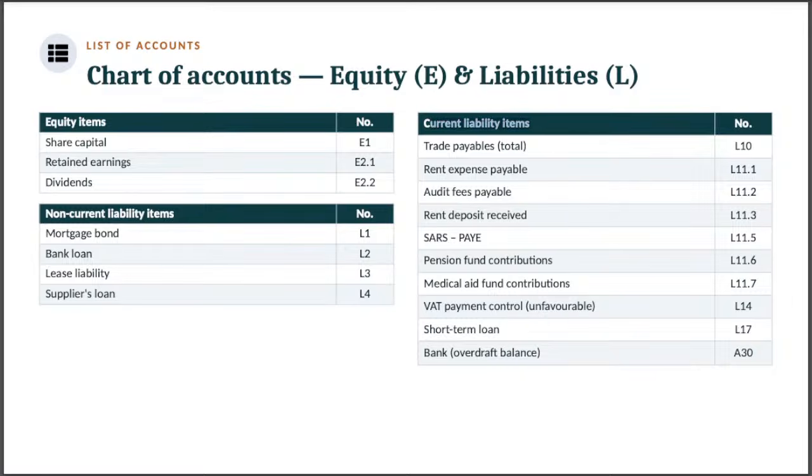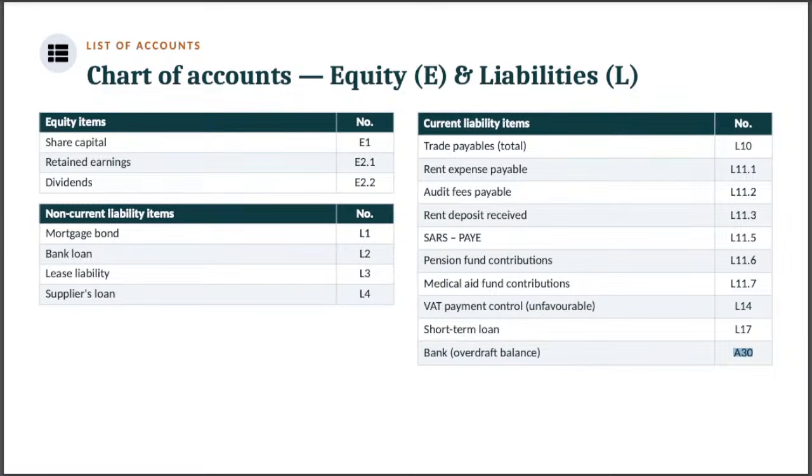Then we have also the trade liabilities. On this side here, we have the trade payables. We have rent expense payable. All these are payables. Audit fees payable, rent deposit received. So when you receive this is where that can balance out. Where you had an asset, now the liability and the asset will cancel out there. I'm not sure what this one is here. Pension fund contributions, medical aid. Again, value-added tax. When it's unfavorable in a bank overdraft balance, see, we have a different account number here.